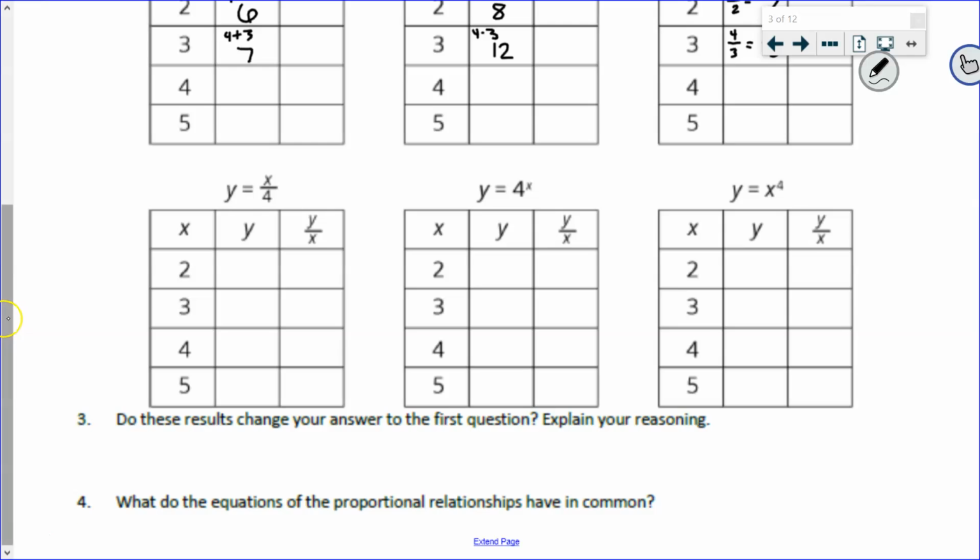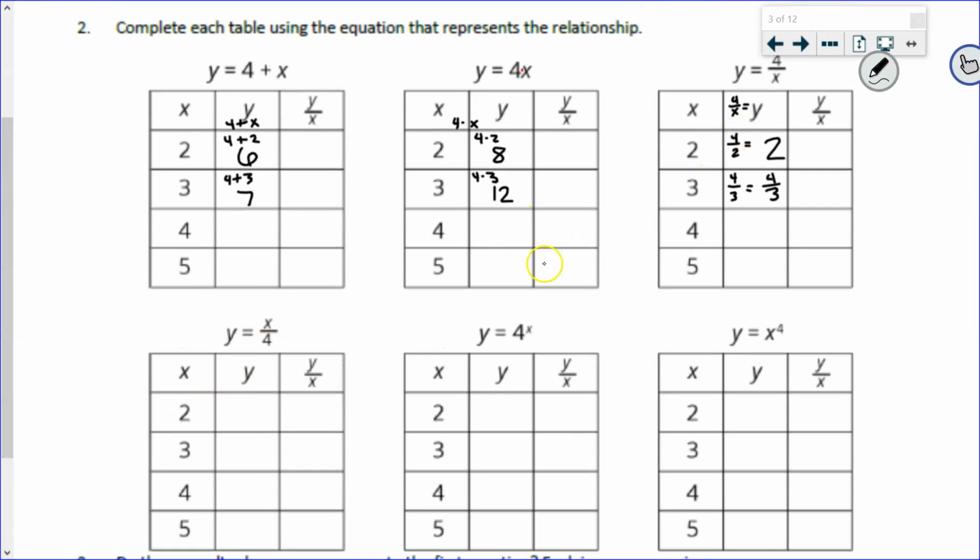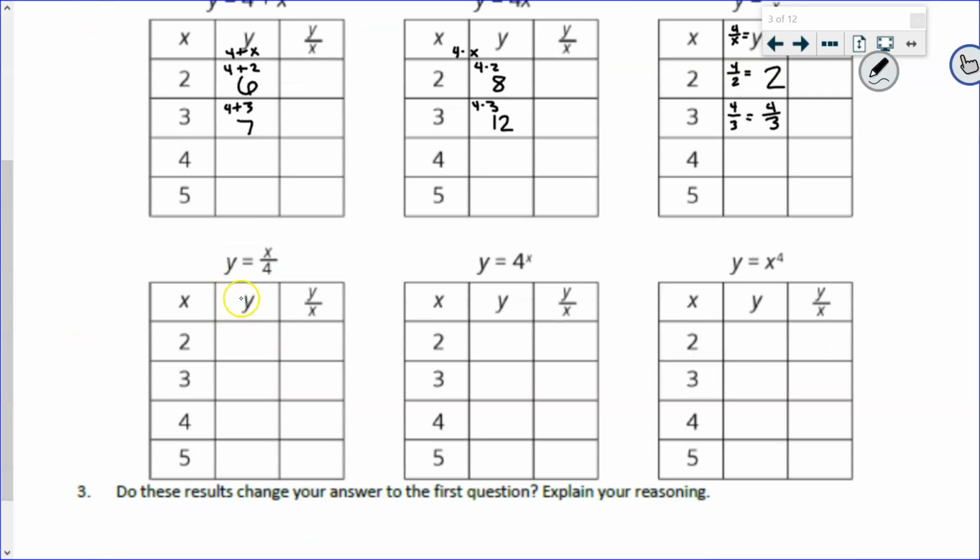Do you see how similar this equation is to this one? They're pretty close, aren't they? Except x is on top and the 4 is on the bottom. So that means if I want to know what y is, I take the x and then I divide it by 4. So here, the x value is 2, and 2 divided by 4 is equal to 1/2.